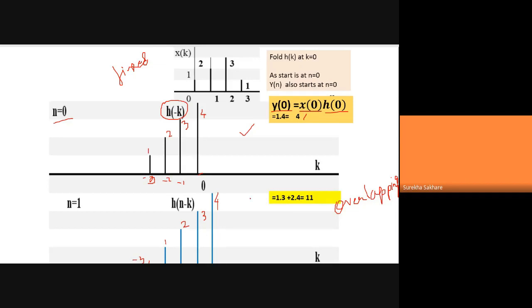Now how about y of 1? I want to find out y of n. What is that? h of n minus k. This is h of 1 minus k. What is this? How many overlapping?